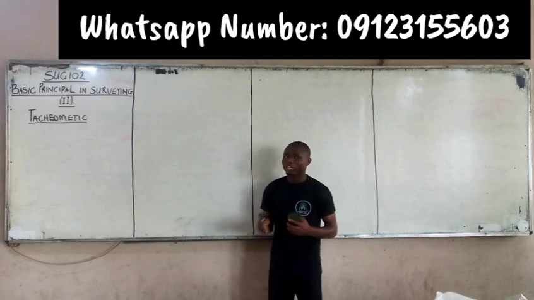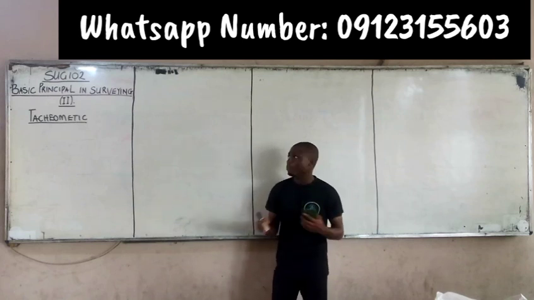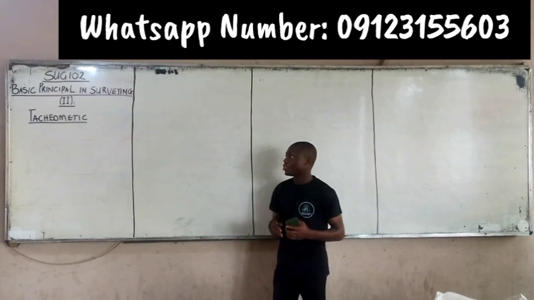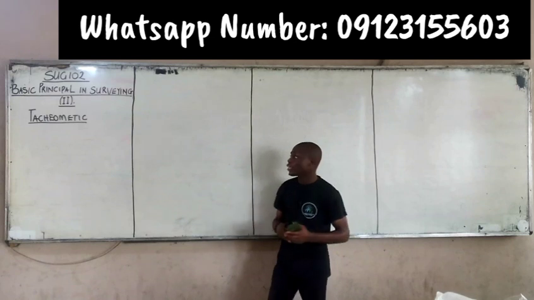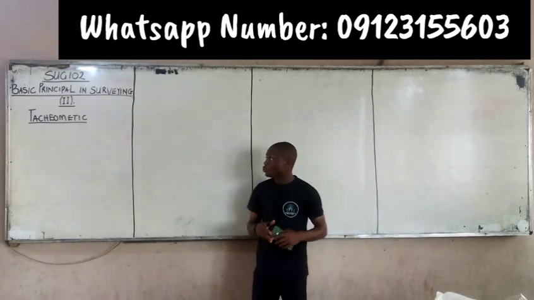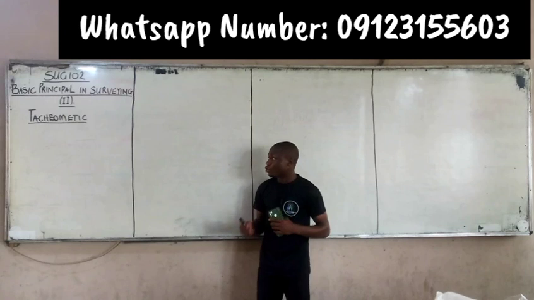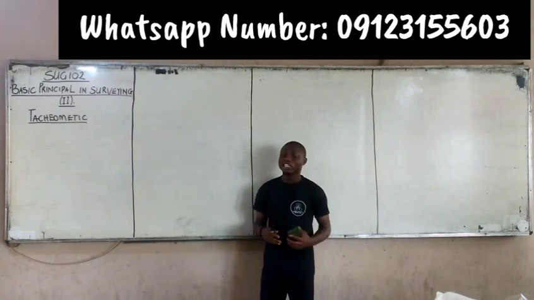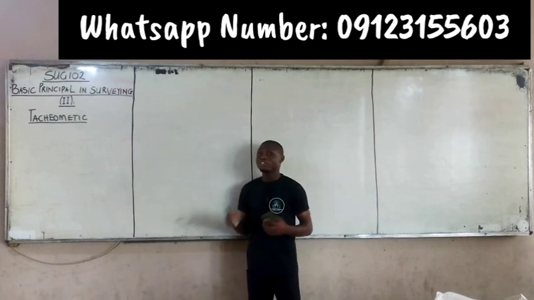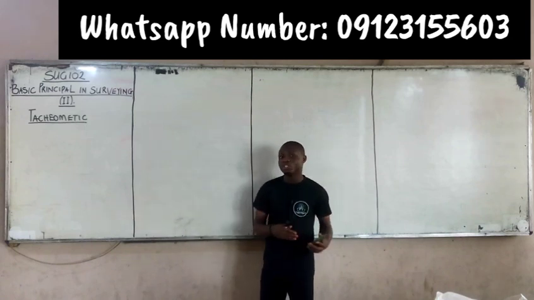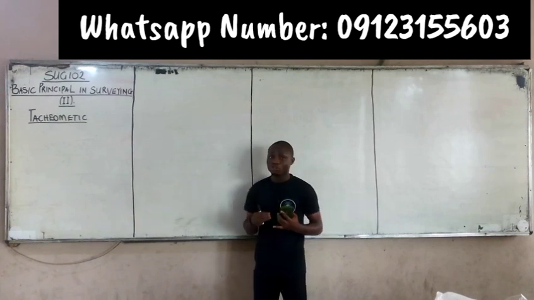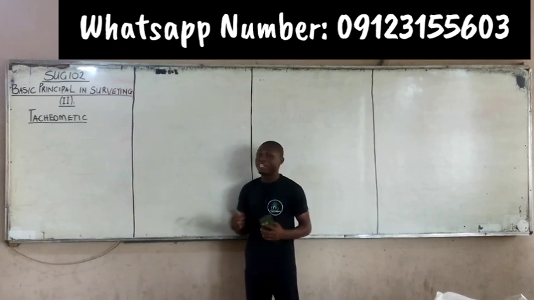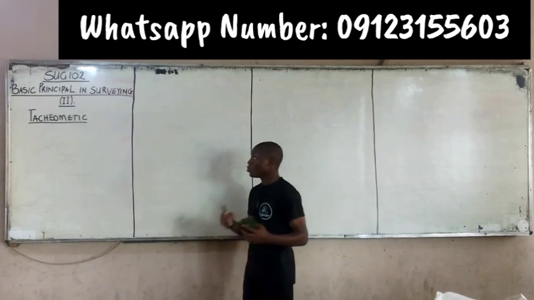When it comes to tacheometry, what are the various equipment established to the concept of tacheometry? Number one is the tacheometer. A tacheometer is simply an instrument used for tacheometry activities. And also, we have what we call the stadia rod. They are like the two most important instruments when it comes to tacheometry. So the first one is a tacheometer, and the second one is the stadia rod.